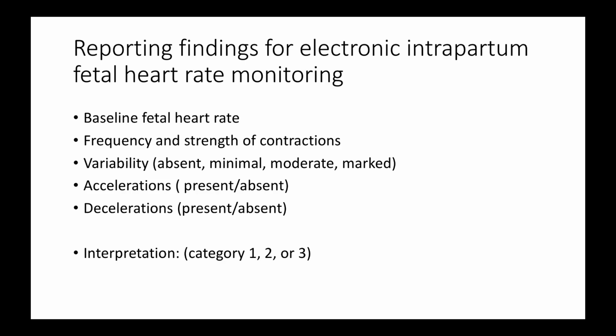This is how we report the findings for electronic intrapartum fetal heart rate monitoring. These are the components. We report the baseline fetal heart rate, the frequency and strength of contractions, and the variability, whether absent, minimal, moderate, or marked. Are there any accelerations? Are there any decelerations? And finally, we interpret by saying if it's category 1, 2, or 3. We will discuss this one by one.